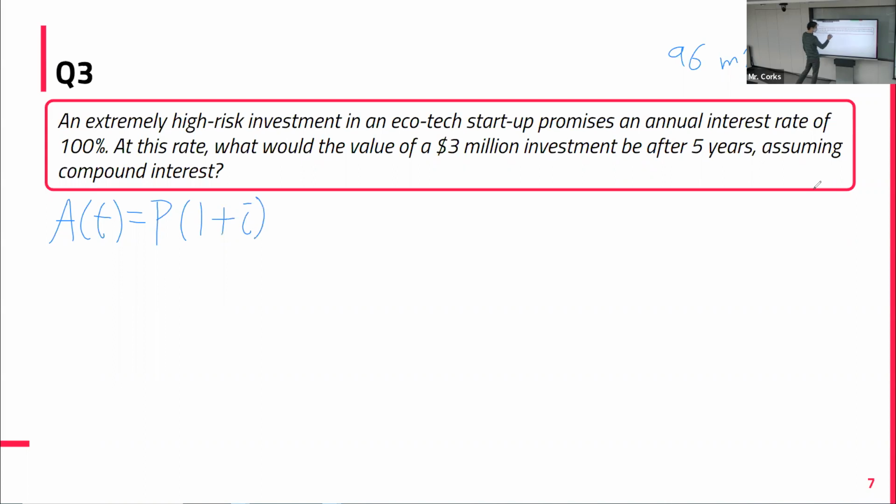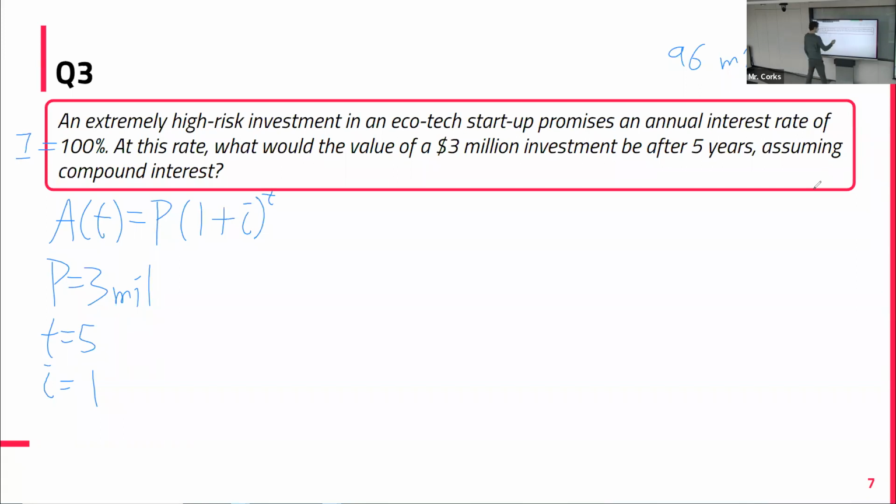Okay, so close the brackets, then exponent t here outside the bracket. All right, so we're given a principal of 3 million and t of 5 years. What is our interest rate as a decimal? Okay, 1. 100%, that is equal to just 1.